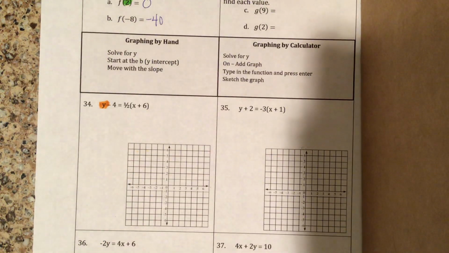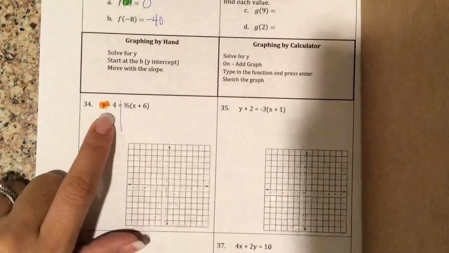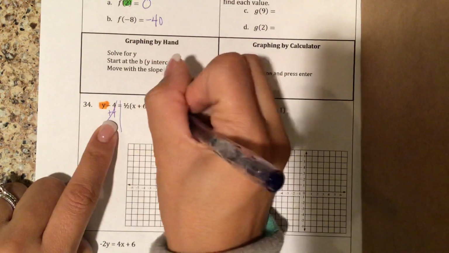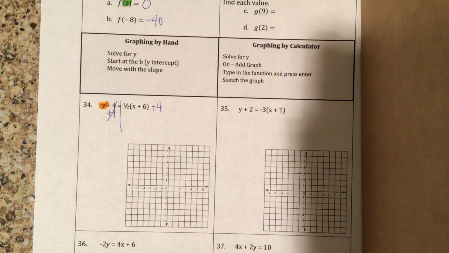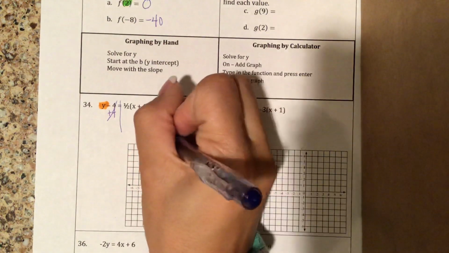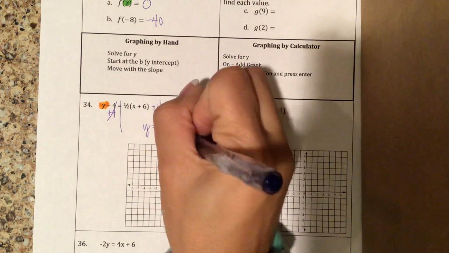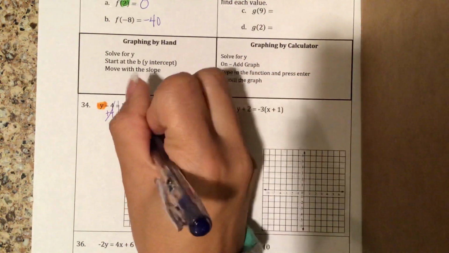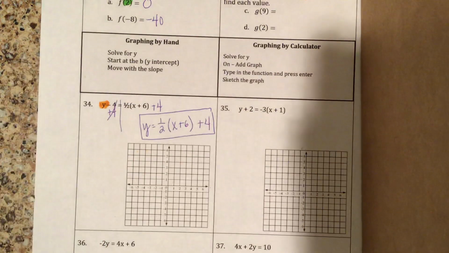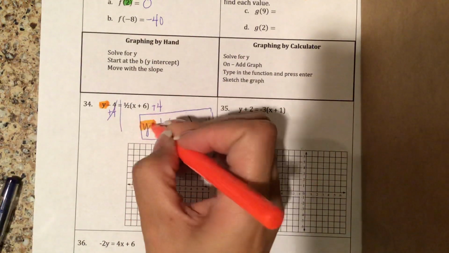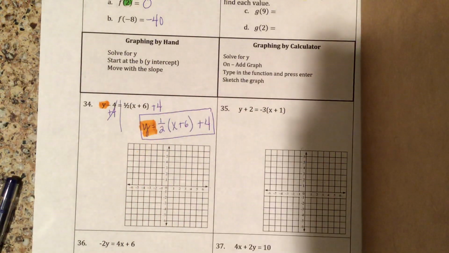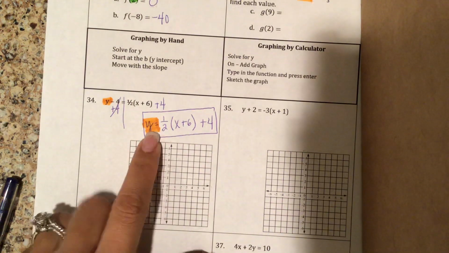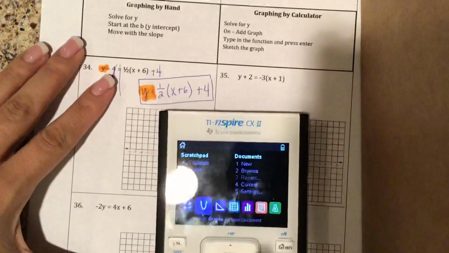So to get y by itself, this minus 4 is in the way. So I'm going to add 4 to the back of this equation. My new equation is y equals 1/2 x plus 6 plus 4. Now the y is by itself. I got y by itself just by moving this to the back. So now that y is by itself, I can just plug it in.